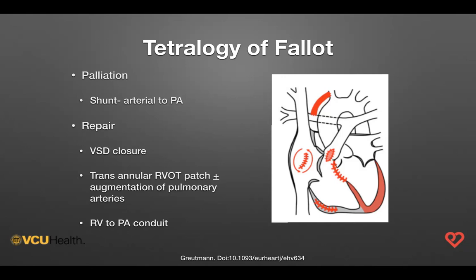After palliation, most of these patients had repairs with closure of the VSD, the transannular RV outflow tract patch, as we noted in the previous patient, and augmentation of the pulmonary arteries. If the RV outflow tract was not augmented, sometimes there was severe stenosis or there was a coronary anomaly, the patients could end up receiving an RV to PA conduit.